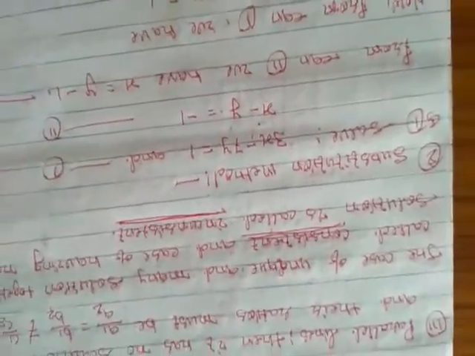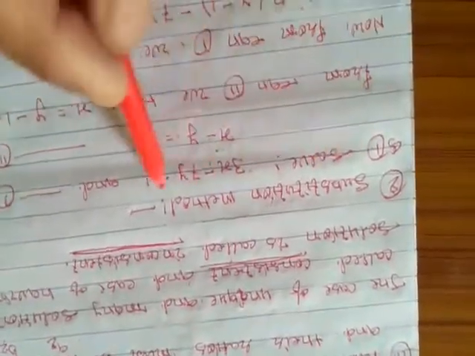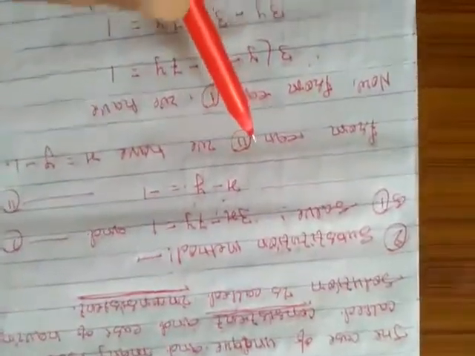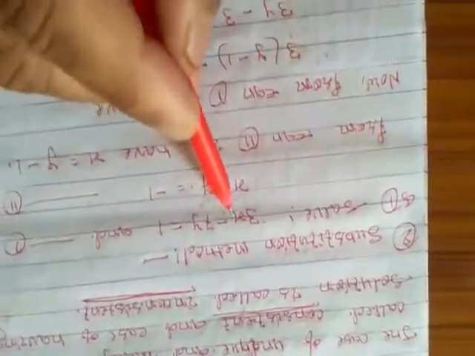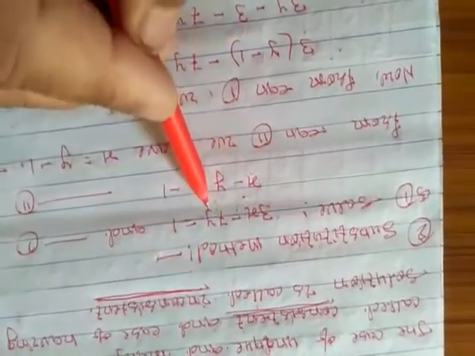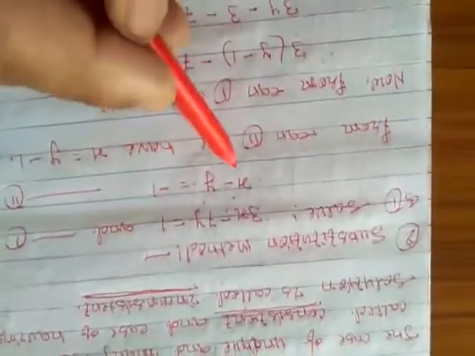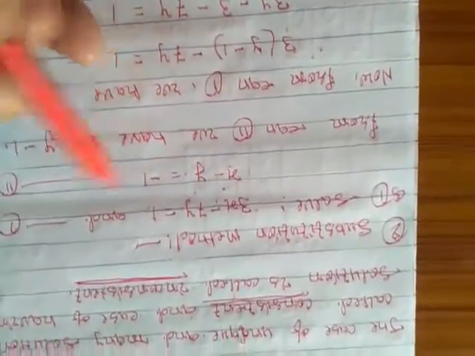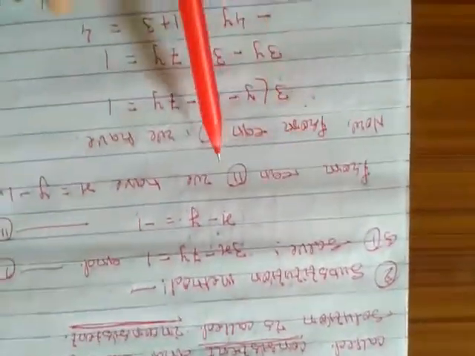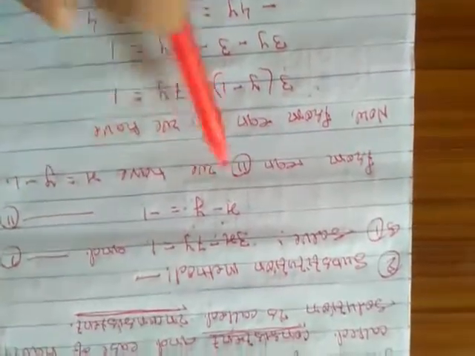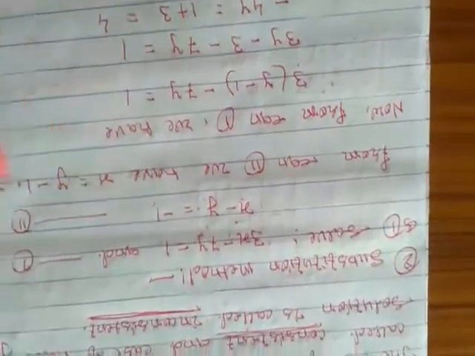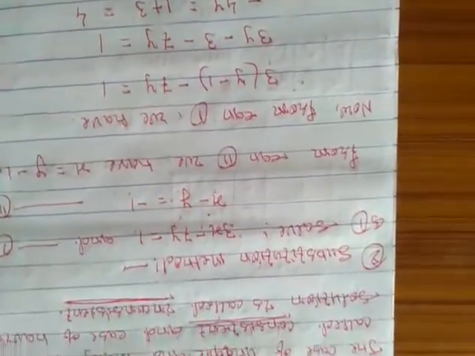So this was the graphical method. Now come to the second method, the substitution method. Here I am explaining this method by taking an example. Solve the pair of linear equations 3x minus 7y equals 1 and x minus y equals minus 1. Suppose this is the first equation and this is the second equation. Now from equation 2 we can have x equals y minus 1 by the method of transposition. Suppose this is equation third.